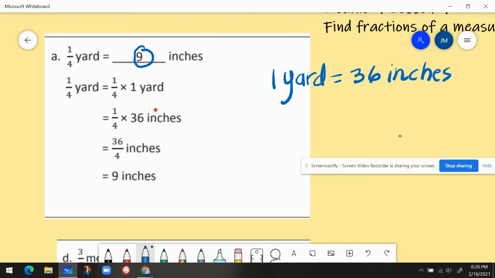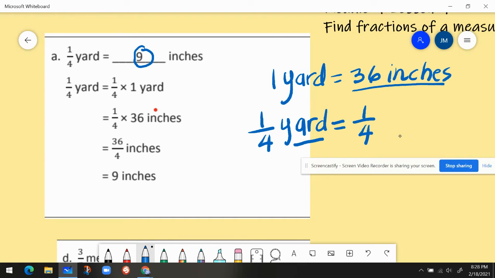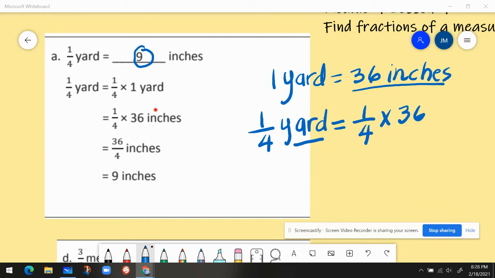When you know that, I think they make a lot of fuss here. Let me rewrite the problem. If you have 1/4 of a yard, all you have to do is rewrite the same fraction, and now this yard, we're going to substitute with 36 inches. Remember, it has to be 1/4 of a yard, so that will be times 36.